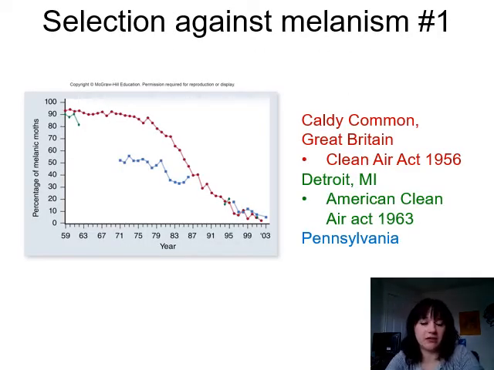And here's some data that is actually evidence for this. So we have on the left the percentage of melanic moths, so dark moths, over time, starting in 1959, going up till 2003. And the idea is that over time, we have better regulations against air pollution, and you can find that the number of dark moths has been decreasing in Great Britain, in Detroit, and in Pennsylvania. In Great Britain, the Clean Air Act came out in 1956, so right before this data started to be collected, and in 1963 in Detroit.